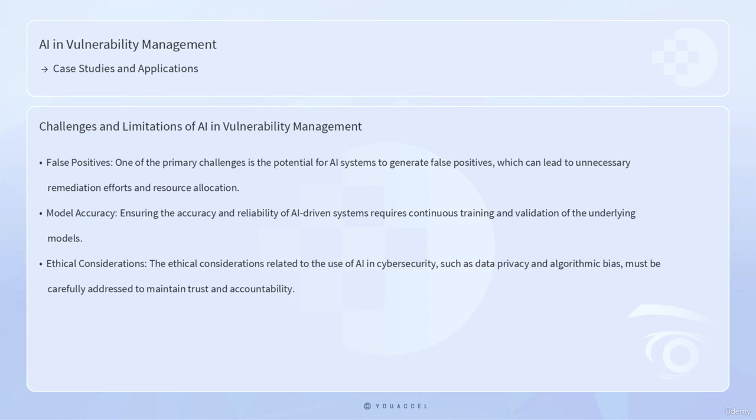While the benefits of AI in vulnerability management are evident, it is important to acknowledge the challenges and limitations associated with its implementation. One of the primary challenges is the potential for AI systems to generate false positives, which can lead to unnecessary remediation efforts and resource allocation. Ensuring the accuracy and reliability of AI-driven systems requires continuous training and validation of the underlying models. Additionally, the ethical considerations related to the use of AI in cybersecurity, such as data privacy and algorithmic bias, must be carefully addressed to maintain trust and accountability.